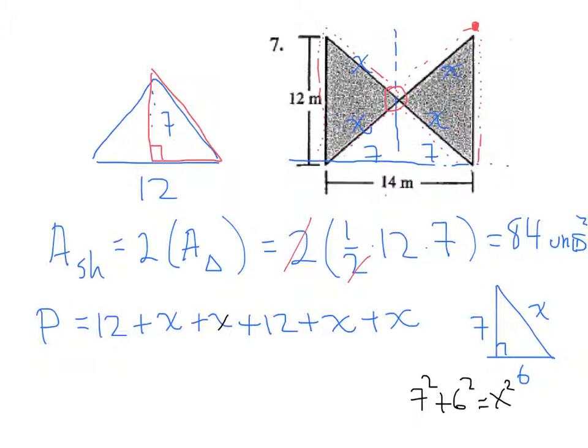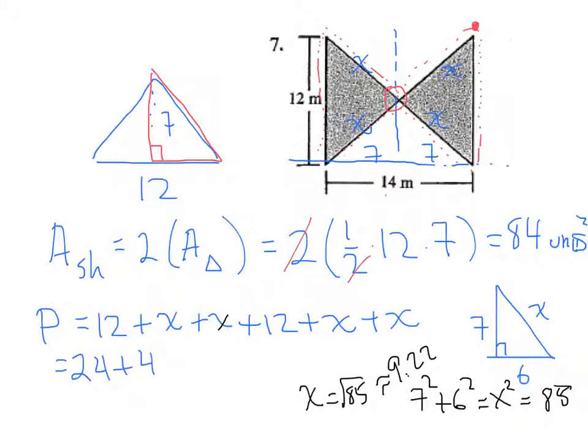And if we solve this, we're going to see that x squared is 49 plus 36, which is 85, which means that x is going to wind up being the square root of 85. So x is the square root of 85, which is approximately 9.22 or so. So that means that our perimeter then simply is 2 12s, so that's 24, plus 4 x's, or 4 times 9.22. And if we total all this up, we're going to get approximately 60.88 units. And that's how you would find this guy's perimeter.